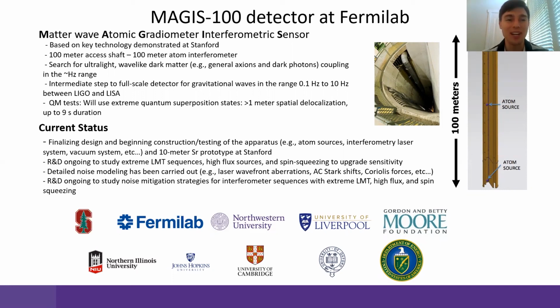LIGO is a great experiment. It has really high sensitivity, and MAGIS-100 is not going to get close to LIGO. In fact, I don't think that MAGIS-100 will be sensitive enough to detect gravitational waves at all, unless they do a little bit better than their design sensitivity, which is possible, I guess. But really, in terms of gravitational wave detection, this apparatus is an intermediate step. I think it says that on the slide here somewhere.